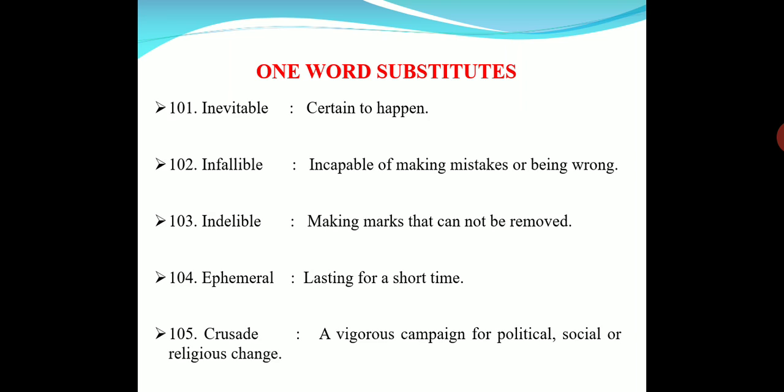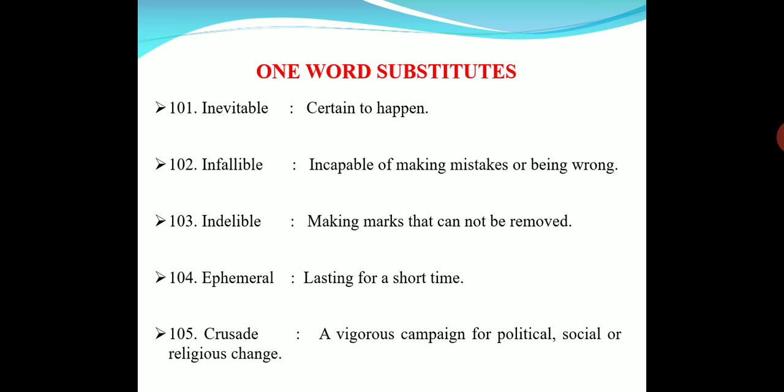Next, inevitable. Inevitable means certain to happen. Definitely it will happen. That is called inevitable. Death is inevitable for everyone. That means one day everyone has to die. Nobody is going to be here forever. There's the meaning.